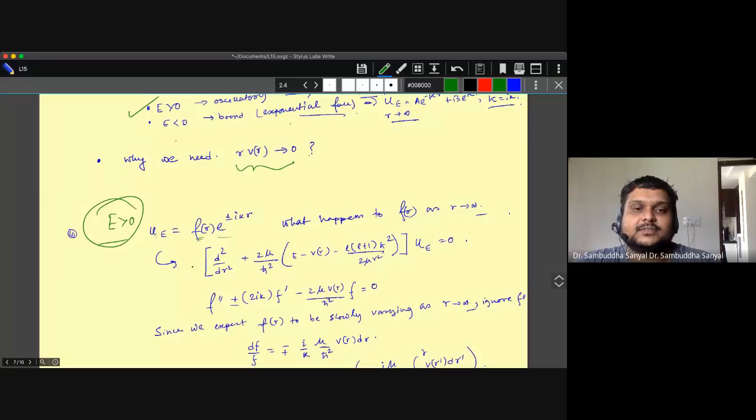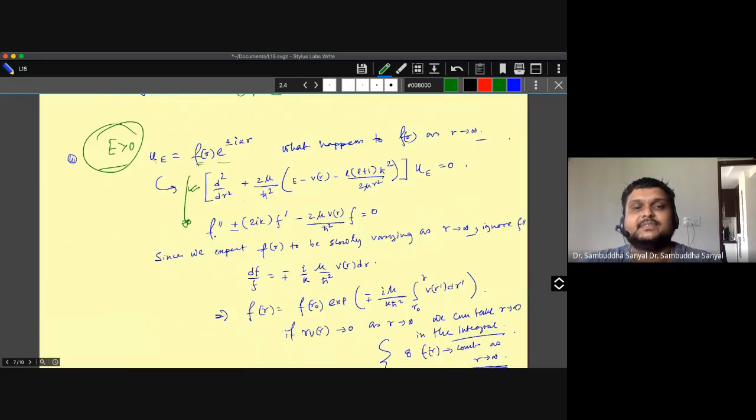So let's look at the radial Schrodinger equation, which is this, and plug in this ansatz solution. This ansatz will give me a condition on f, which is f double prime plus or minus 2ik f prime minus 2 mu V(r)/h bar squared f equal to 0. And we expect that f(r) is at least slowly varying as r goes to infinity, even if it is not becoming constant. If it is not slowly varying, then that will dominate the behavior, and you will not essentially get the oscillating behavior.